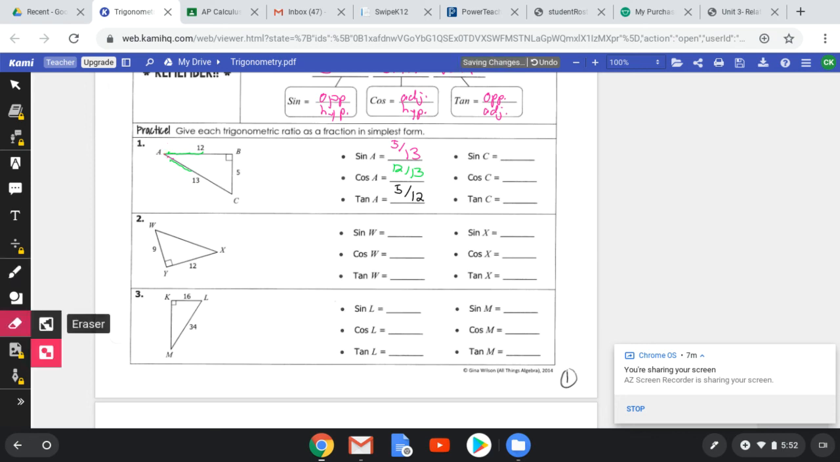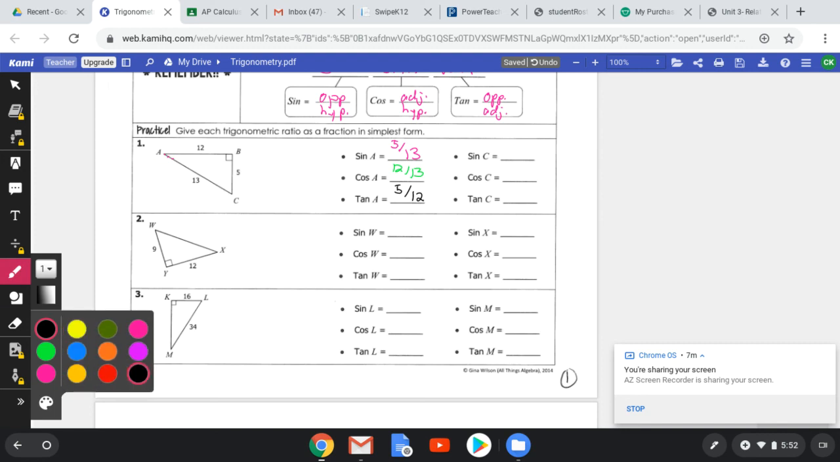Now I'm going to do the same concept on the other side, except now I'm looking at C. Sine of C: sine is opposite over hypotenuse. What side is opposite of C? 12. What's the hypotenuse? 13. Now I look at cosine. Cosine is adjacent over the hypotenuse. So it's 5 over 13.